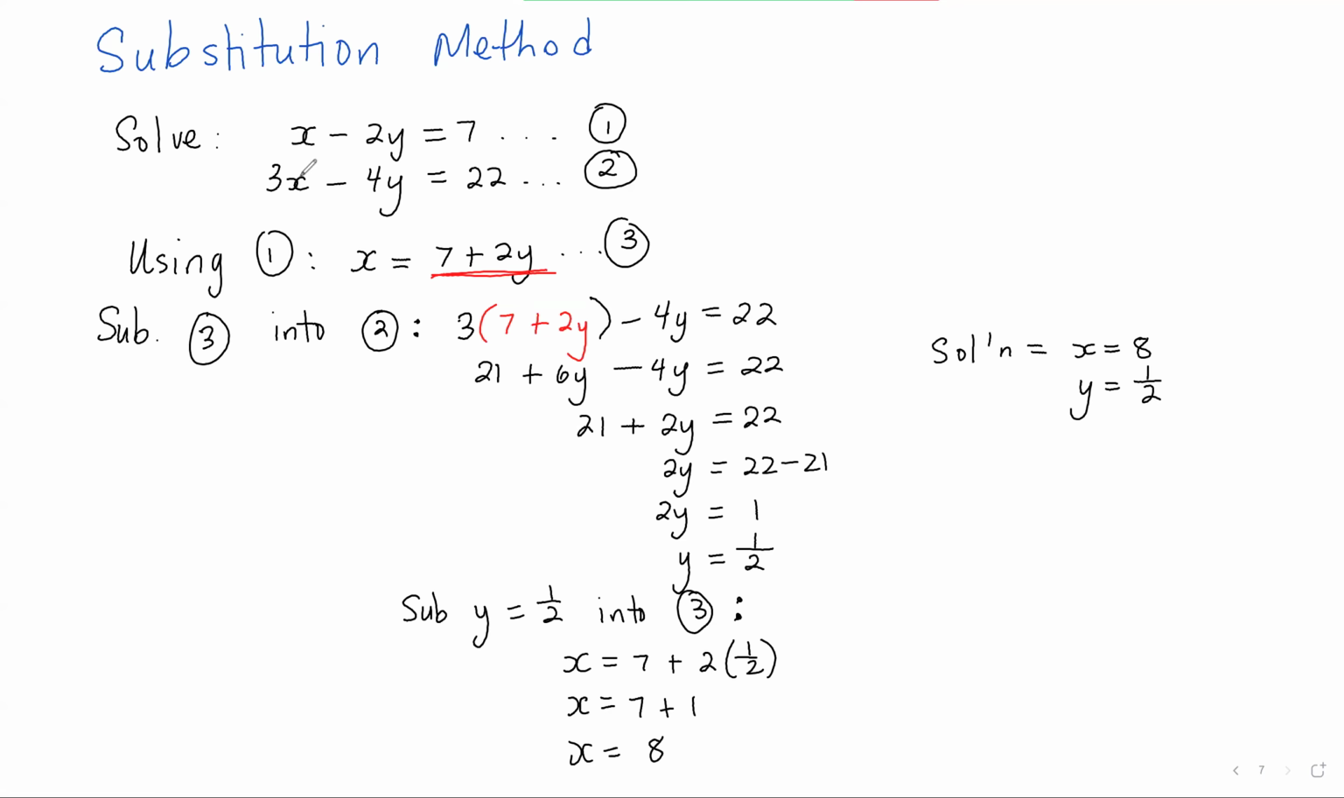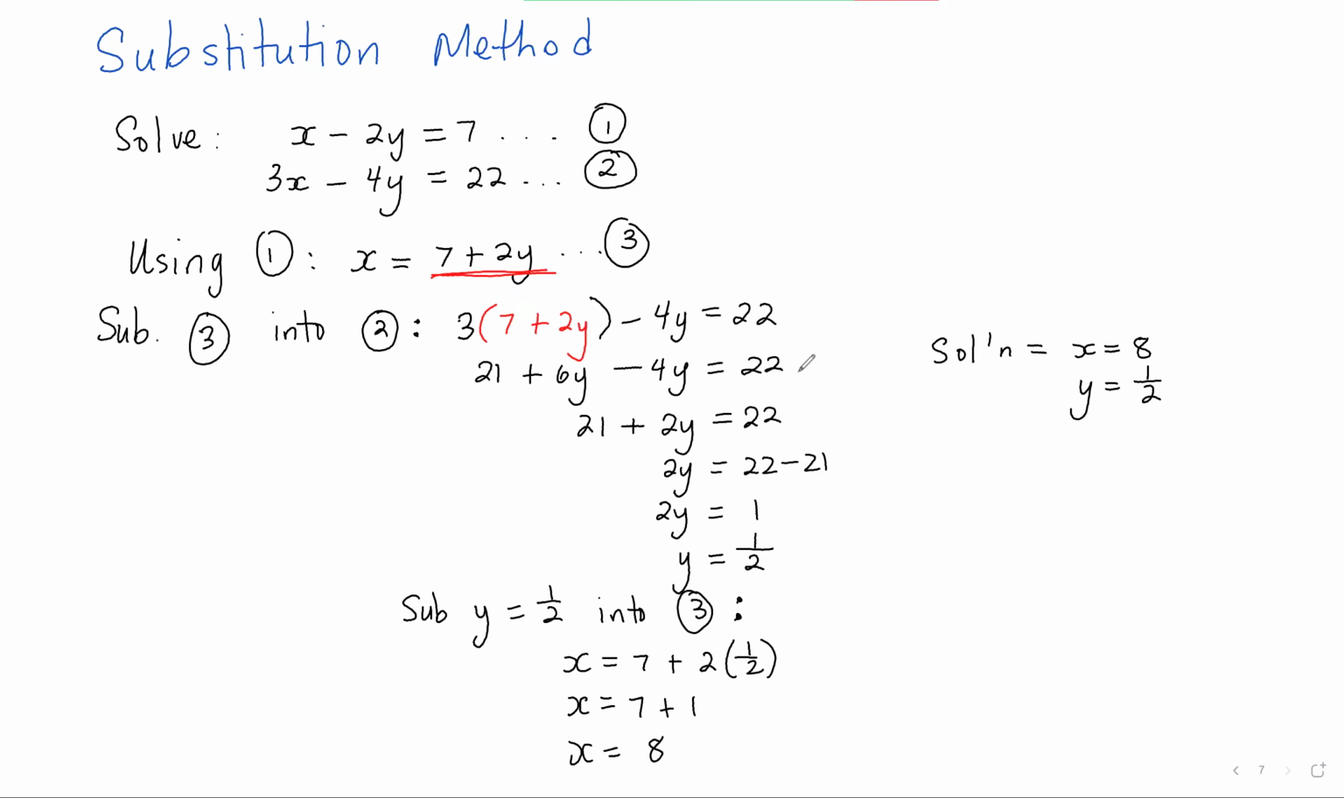So wherever I have x in equation 2, I'm going to replace it with 7 plus 2y, just like you did in the examples, in the exercise we completed just now. So that'll be 3 times 7 plus 2y minus 4y. I remove my brackets, as you know how to do, and then I solve for y.